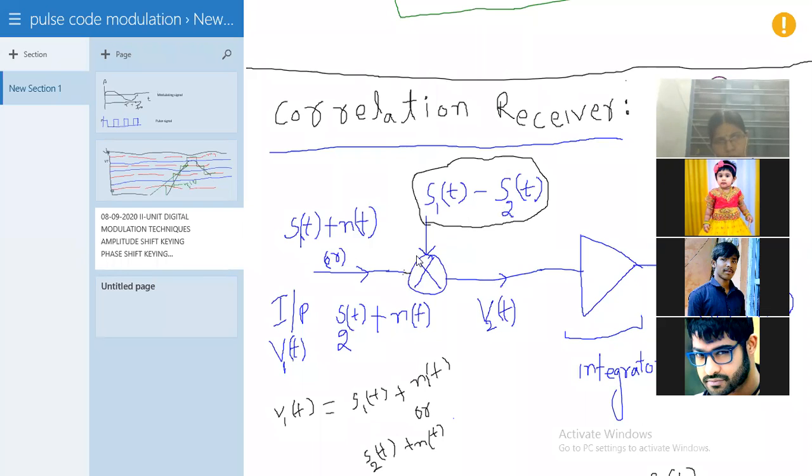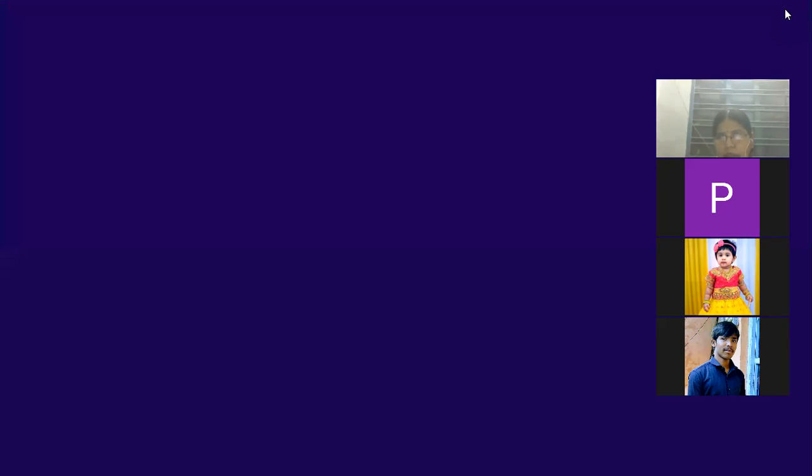So the received signal is multiplied with S1 of t minus S2 of t. This is an important block or step in the modulation receiver.